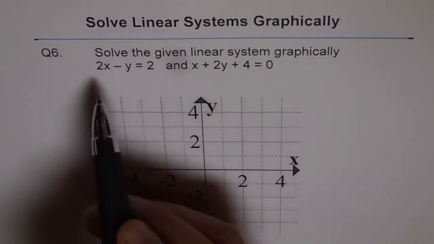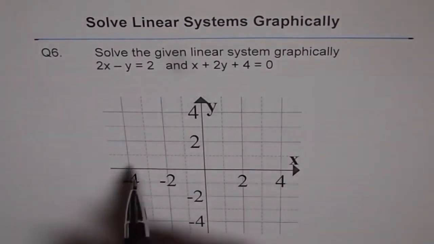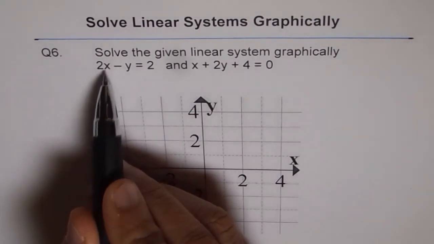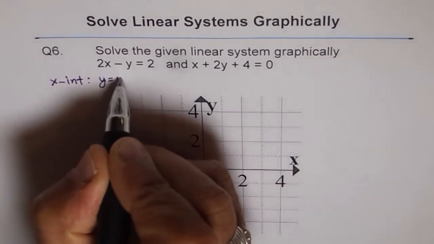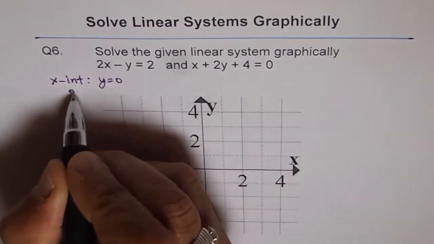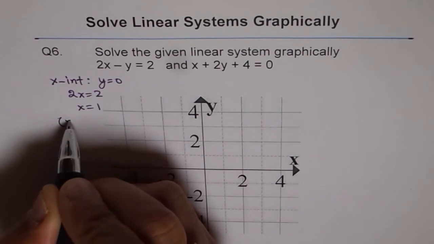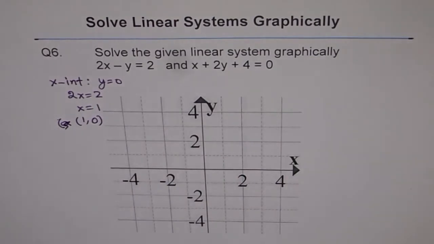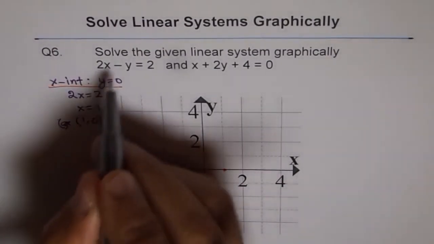So x-intercept means what? An x-intercept means a point on the x-axis, right? So on the x-axis, y should be 0. If I put y equals 0, what do I get for x? So let's find the x-intercept for this. If I put y equals 0, I get 2x equals 2, or x equals 1. Therefore, (1, 0) is my x-intercept. So I got at least one point for the first line, which is (1, 0). So we found the x-intercept for the first line.